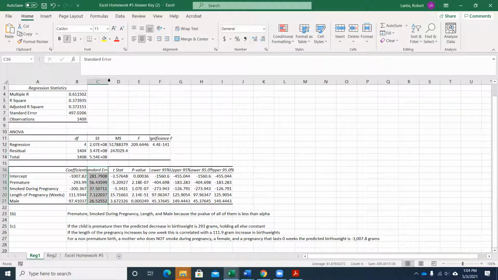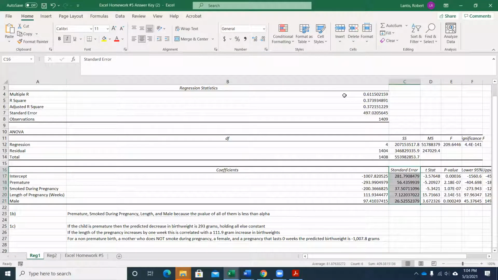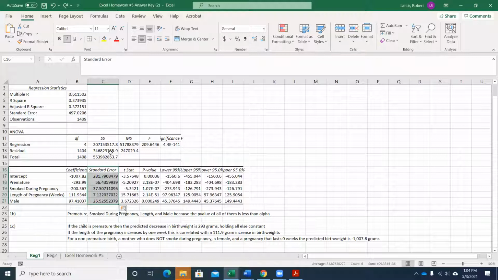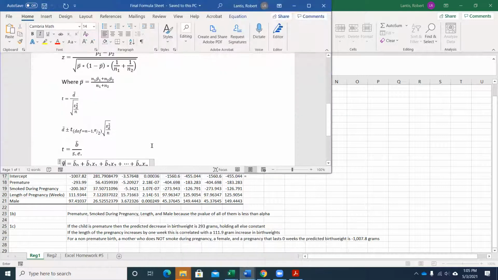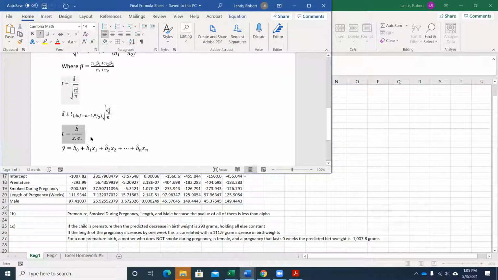So the standard error, this is a good review. We don't really use the standard error for much. We do use it to calculate our test statistic. One thing to remember in here, it didn't make you calculate the test statistic. Excel did it for us. But if we wanted to, I could calculate these by hand, because the test statistic is the coefficient over the standard error. I'm reminded of that in my formula sheet.